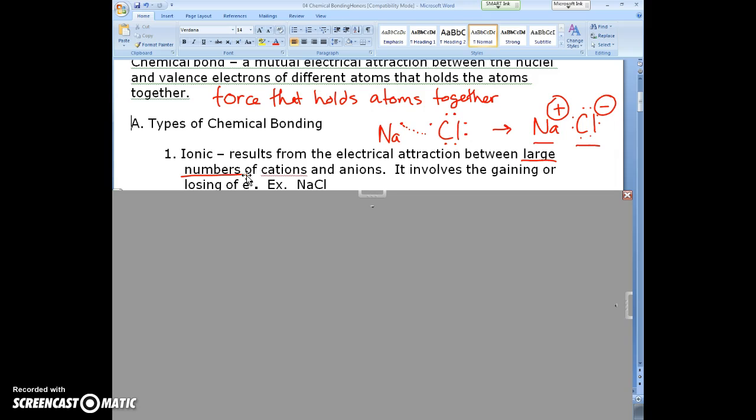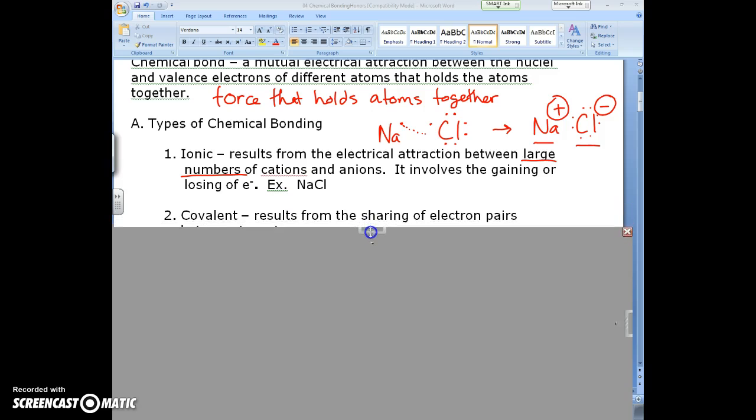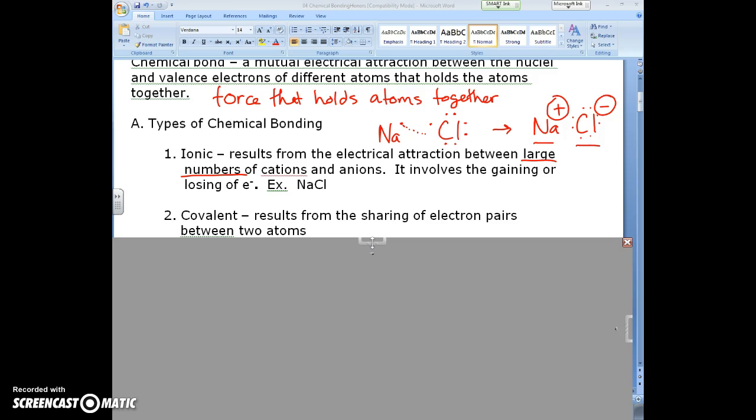All right, our next type of bonding is covalent. Covalent bonding results from the sharing of electron pairs between two atoms. So if they don't have enough strength to pull an electron off, they'll end up sharing those electrons.